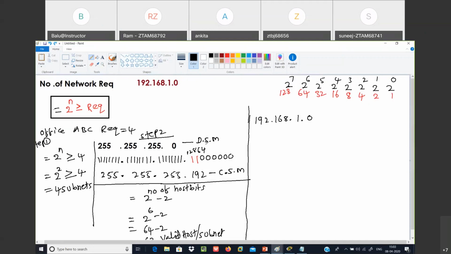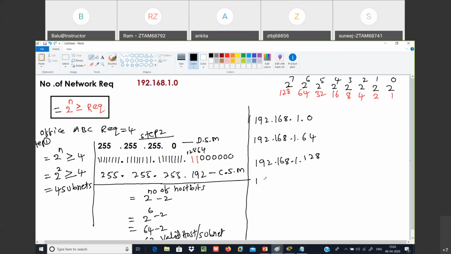64 is the least converted bit, right? What I'm doing is here: 192.168.1.0, then 64. Again, next IP address: 192.168.1 dot plus 64. Add on the 64. Keep on adding 64, 64 like this.